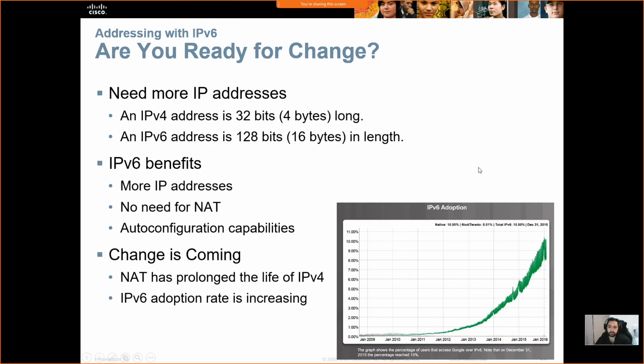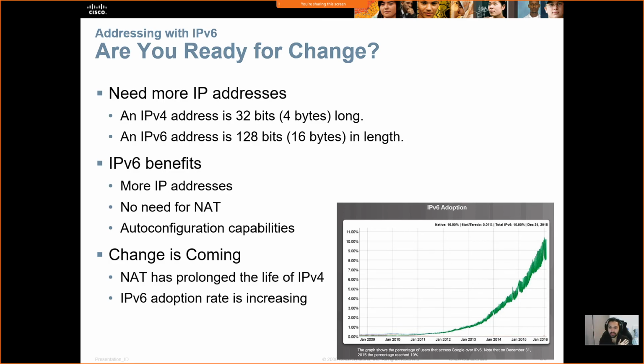IPv6 came. And IPv6 came to address the shortage of IPv4 addresses. Okay? So the benefits of IPv6: it allows us to have more IP addresses. There is no need for us to translate the addresses because IPv6 is so huge, guys. It gives us so many addresses that we don't need to differentiate between public and private addresses anymore.